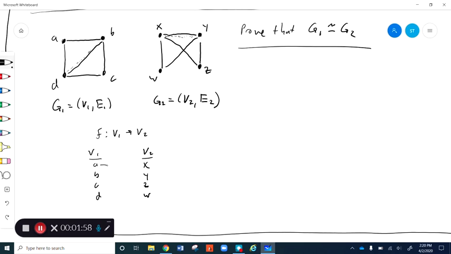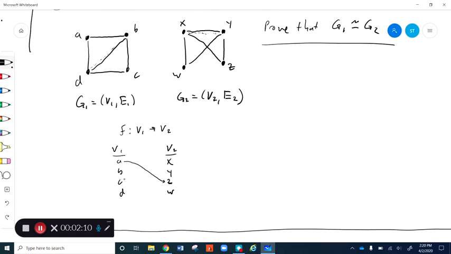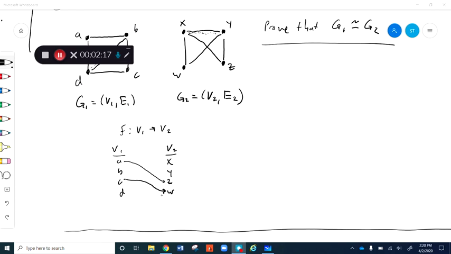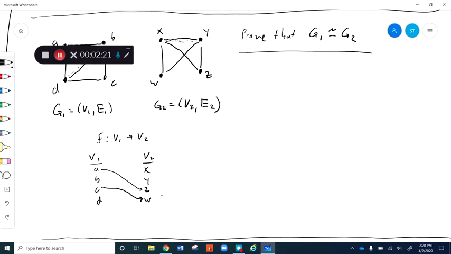So I'm going to have A map to Z. And I'm going to have C map to W. I don't know why this is not working. I think I have a notion of why it's not working. See if I can fix it. There we go. So A and C map to Z and W.